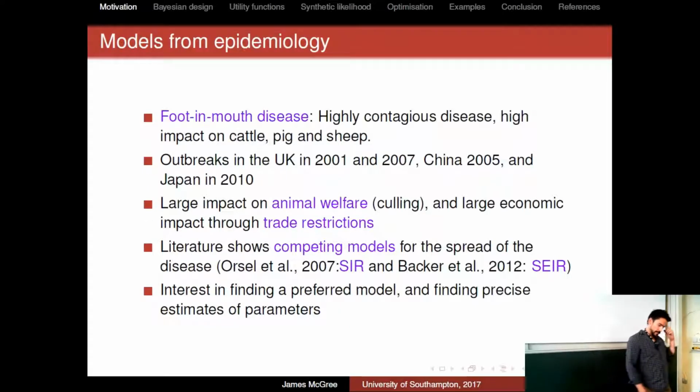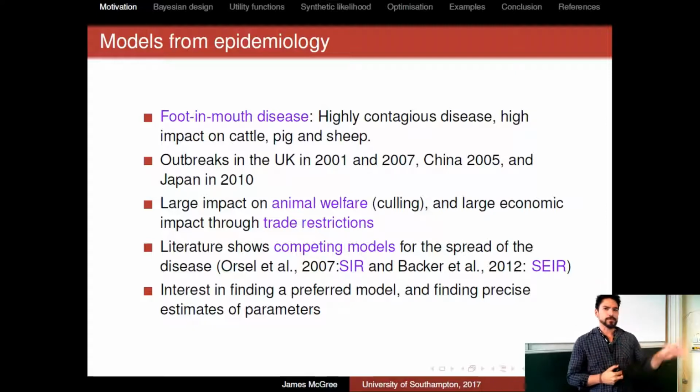Right, so the motivating example for this work is a disease called foot and mouth disease. It's a highly contagious viral disease, and it affects things like cattle, pigs, and sheep. And so there have been outbreaks of foot and mouth disease in the UK in 2001, 2007, in China, in Japan, and other countries as well. And it's actually a pretty nasty sort of disease.